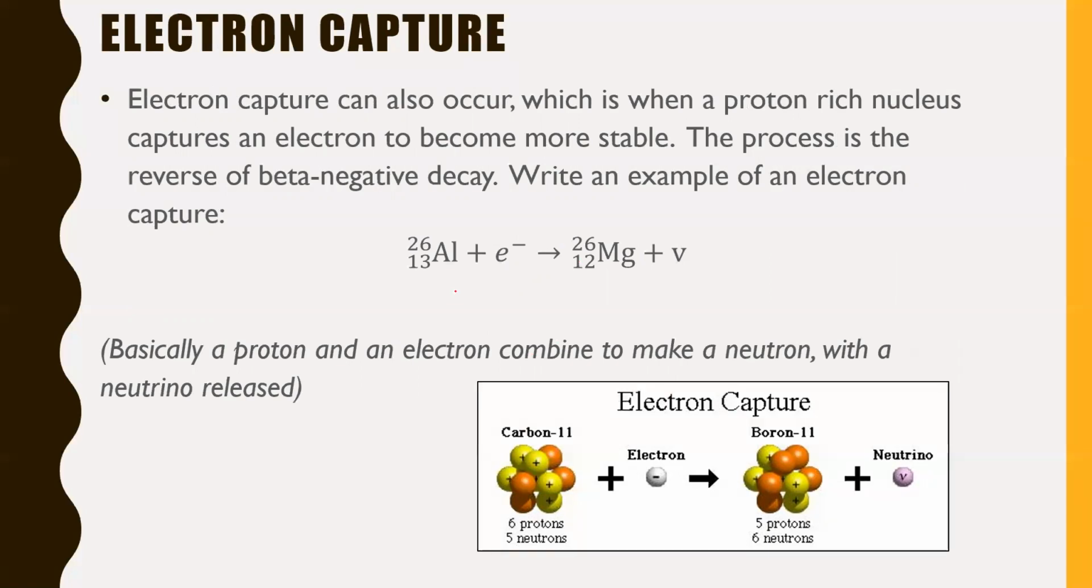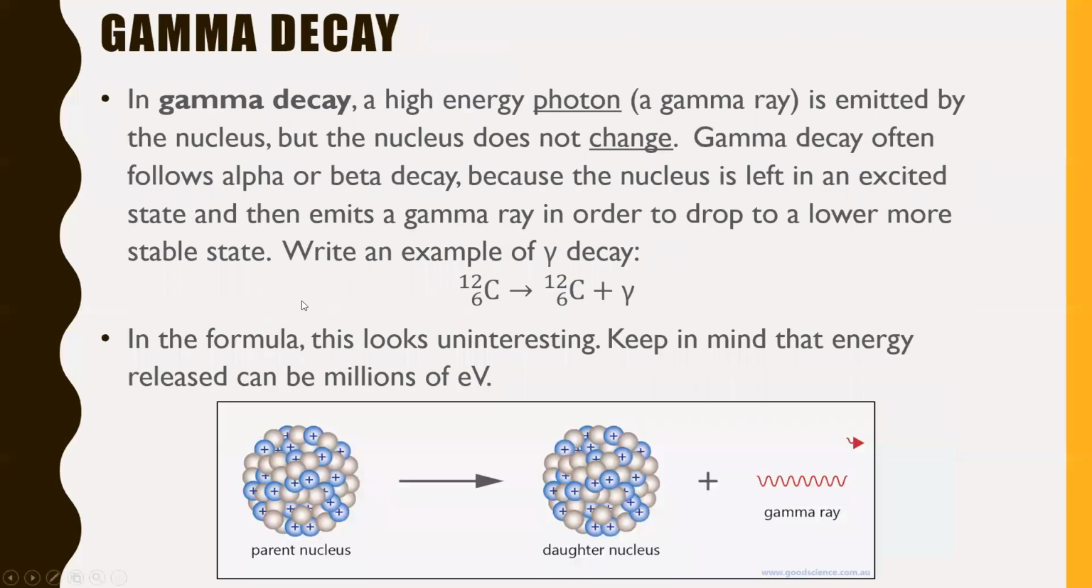So basically, let's say we had aluminum-26. If it gained an electron, what can happen is it can more or less merge with a proton to make a neutron. And so that bumps the proton number down to 12, which makes us now magnesium. It still has the same atomic mass number though, because the total number of protons and neutrons is the same. And it produces a neutrino. So there you go. Basically, a proton and an electron combine to make a neutron, with a neutrino released. Just another thing to know. All right, told you it was going to be weird.